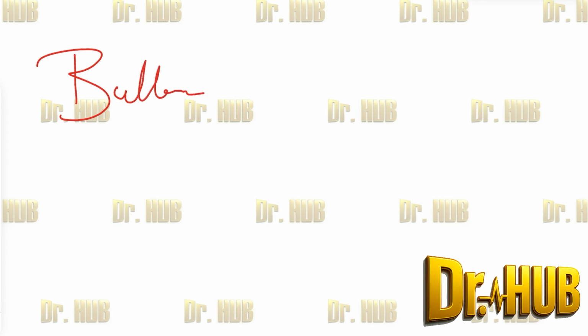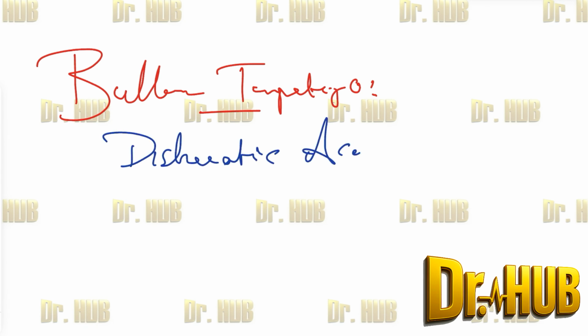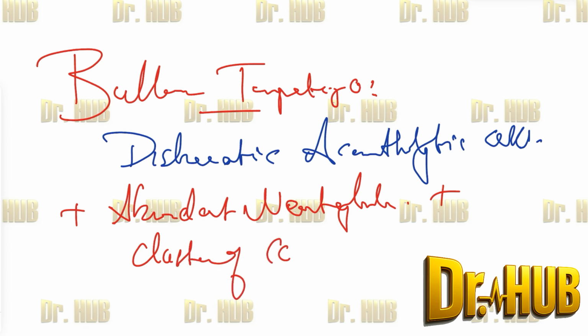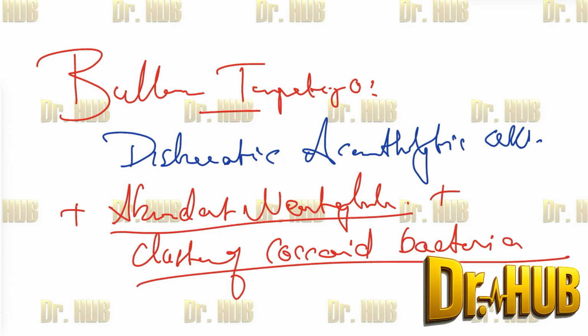Next, we look at bullous impetigo. Under bullous impetigo, there are dyskeratotic acantholytic cells. They have abundant neutrophils and clusters of coccoid bacteria.